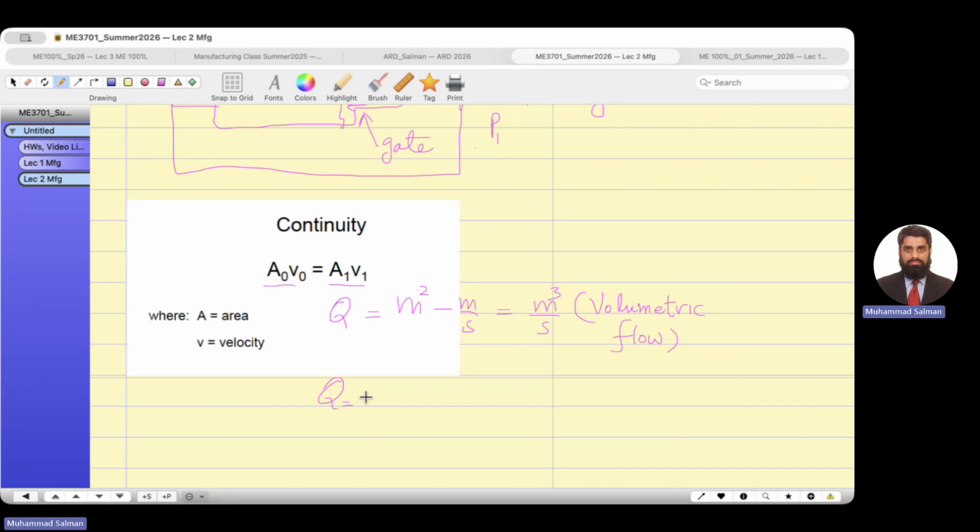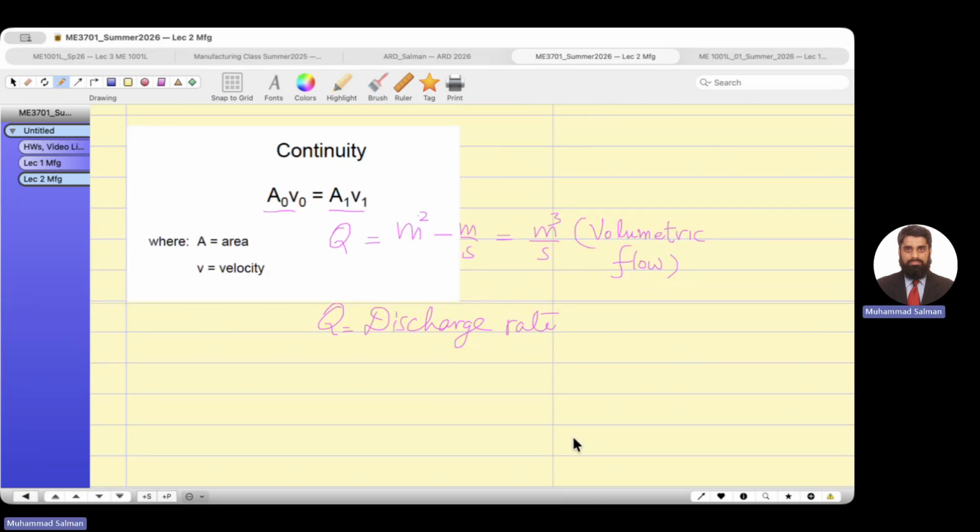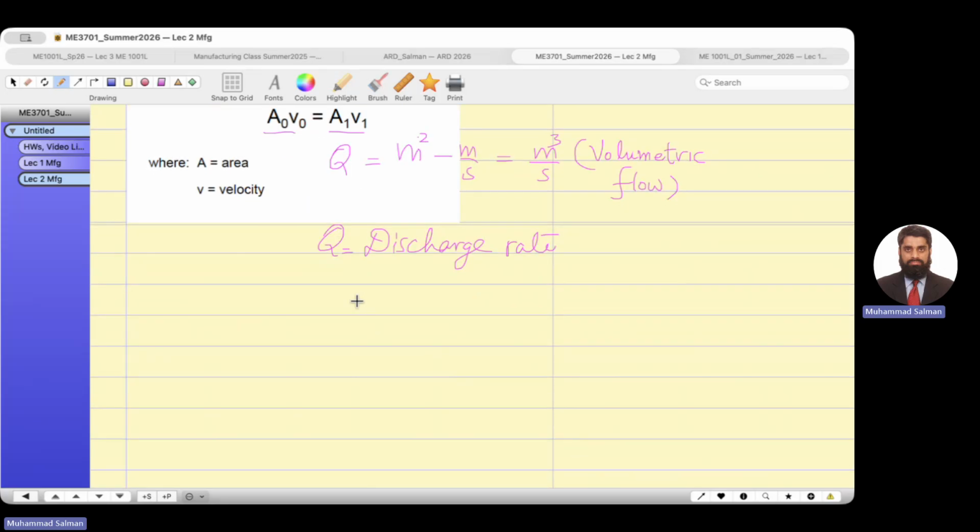Q is also known as the discharge rate. If you open the faucet, then the fluid starts flowing through the faucet. Everybody washes hands and washes face in the morning, and then we use Q. We also call it volume per unit time. There is another formula: volume over time, area times velocity. These are the same things. You see my point? Volume in meter cube per unit time, and you can also convert this into kilograms per second with the density.